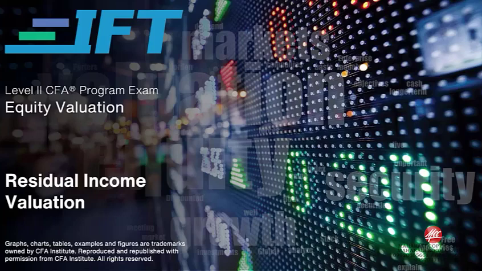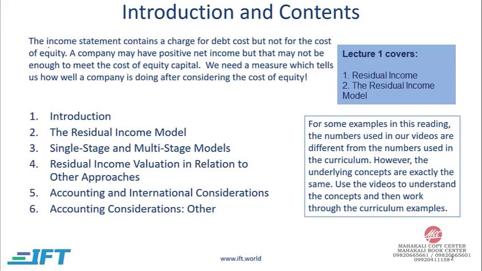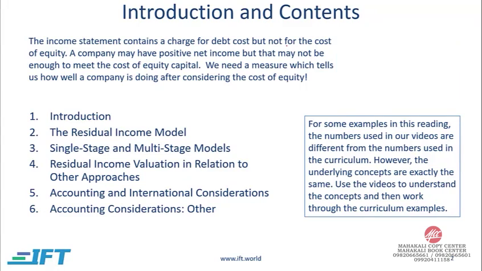Residual income valuation. The income statement contains a charge for debt cost but not for the cost of equity. And the point here is straightforward. When we come up with an income statement, we have the revenue, we have the different costs, and these costs include the interest that a company pays to providers of debt, and then we come up with a profit. So this profit is calculated after we pay out interest.